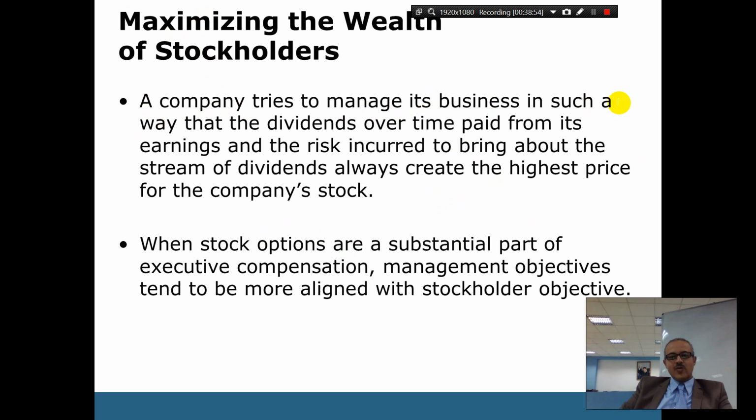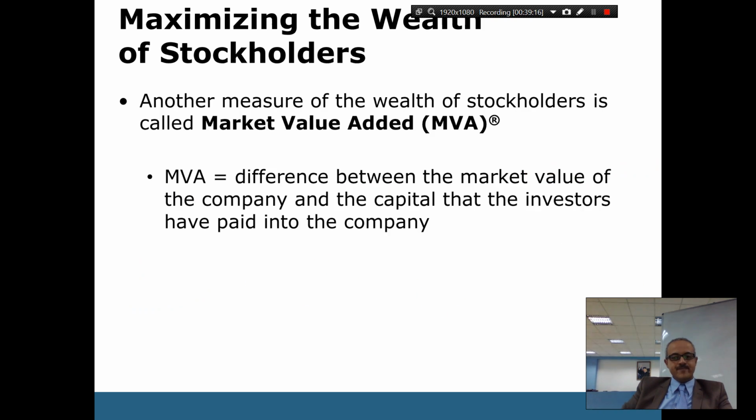A company tries to manage its business so that dividends over time, with the risk incurred, create the stream of dividends that always gives the highest price of the company's stock. And when stock options are a substantial part of executive compensation, management objectives will tend to be more aligned with stockholder objectives. So this is an answer to the agency problem.